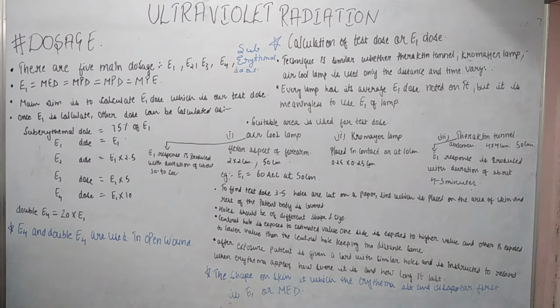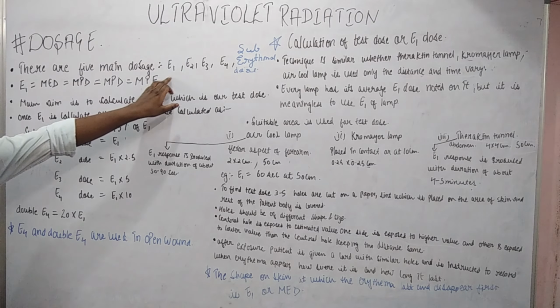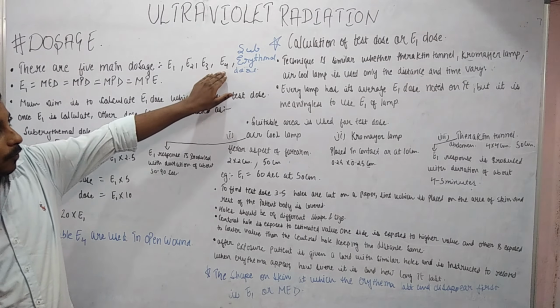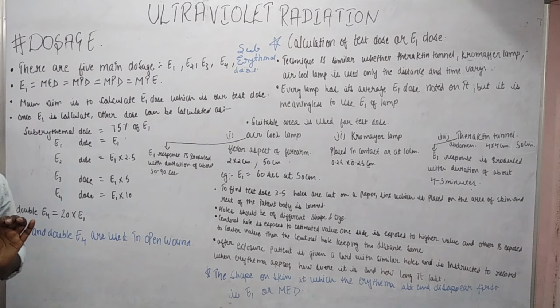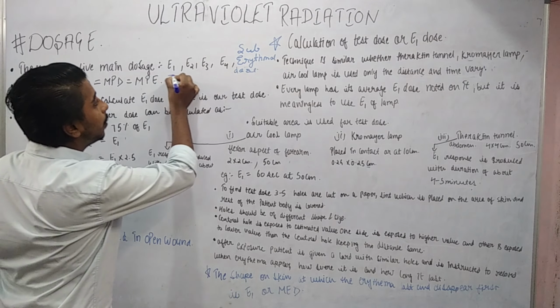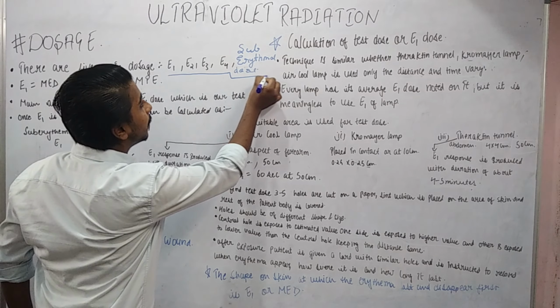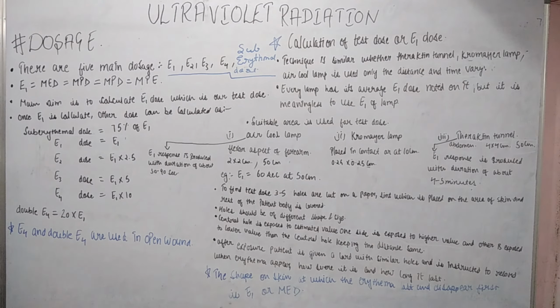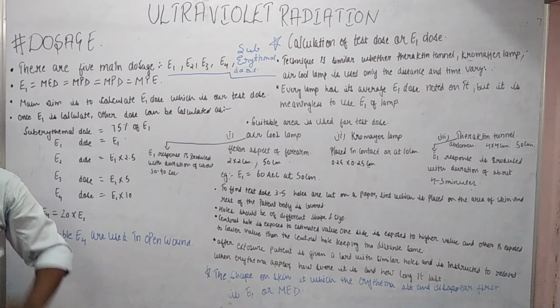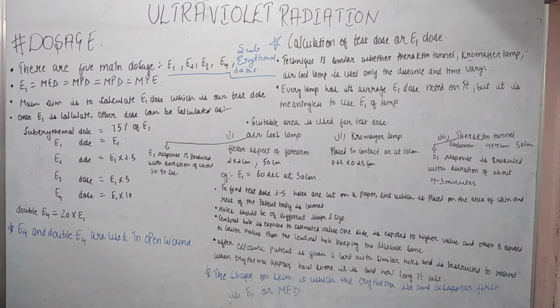Dosage. There are 5 main doses: E1, E2, E3, E4 and the subarrhythmal dose. So there are 5 doses, and now you know the names of the 5 doses. Simple. Now the E1 dose. E1 dose has different names.